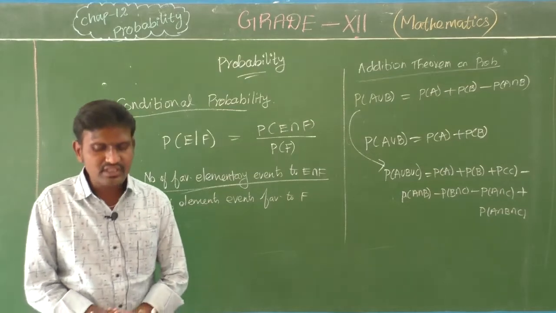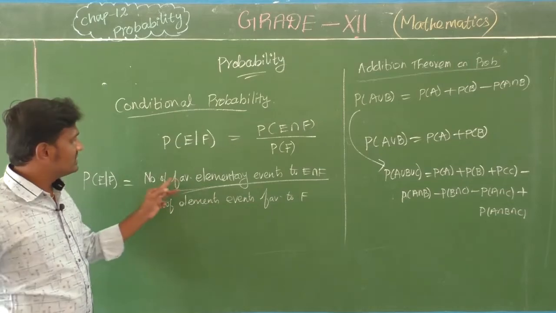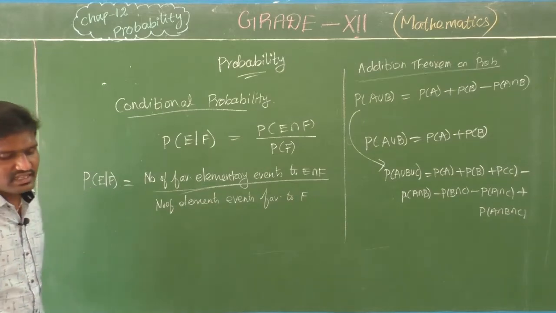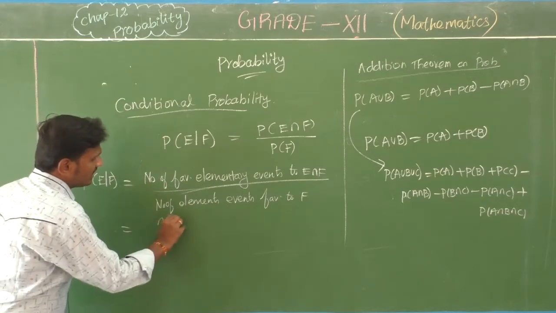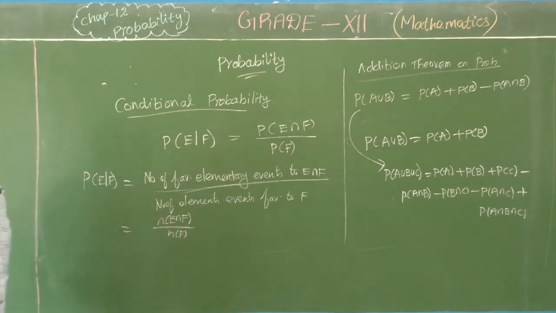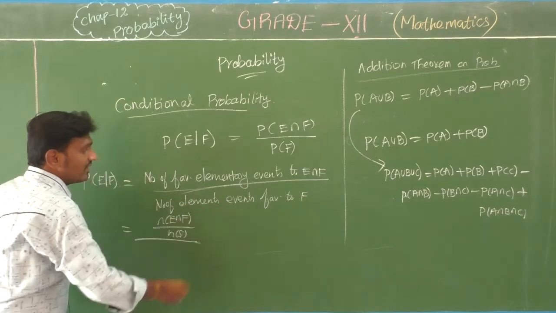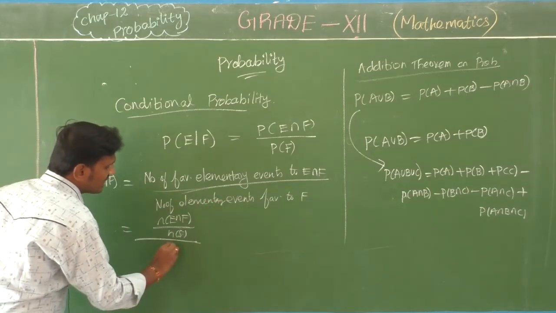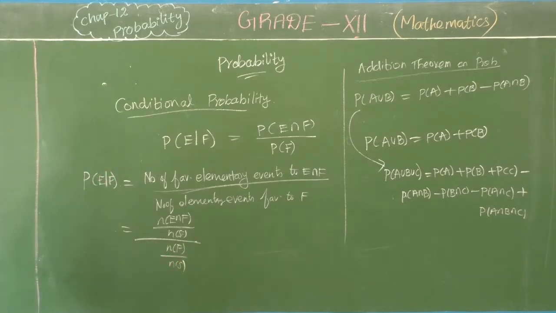One more thing: see how the same thing becomes a formula, which I am going to expand now. This is the number of favorable elementary events to E intersection F. First I am going to take the probability, which is N of E intersection F whole divided by N of S, divided by N of F over N of S. On both we want to take N of S. N of S means what?